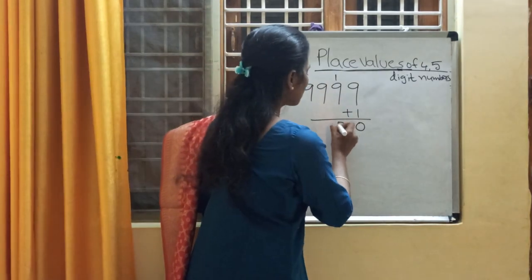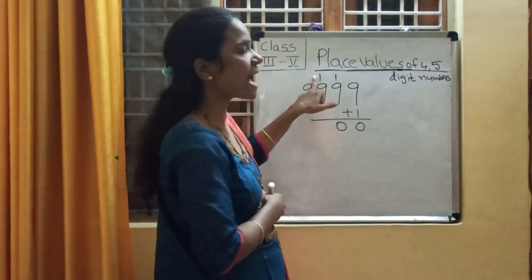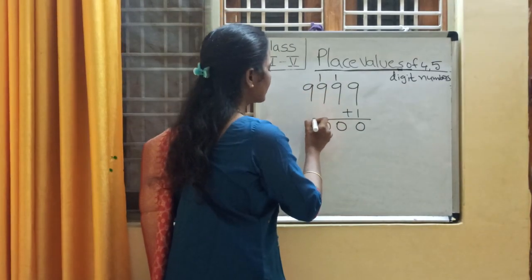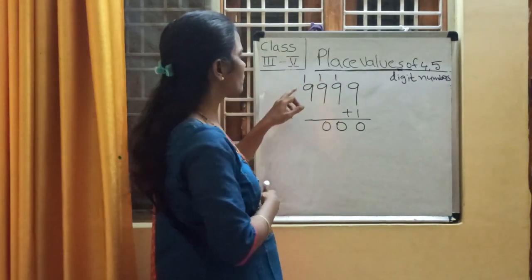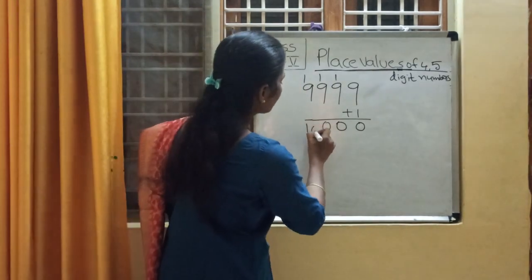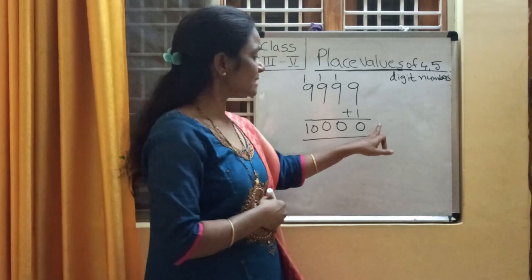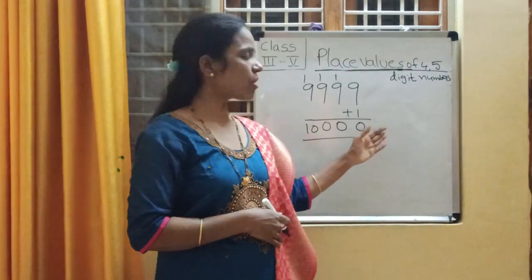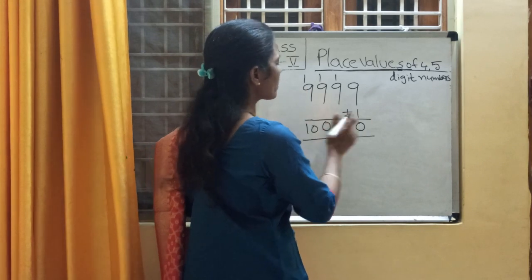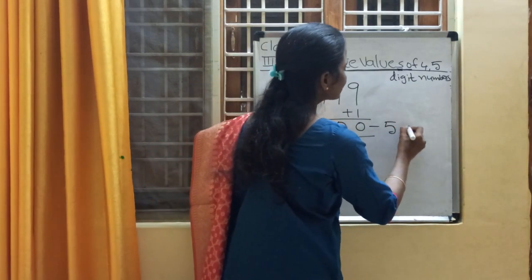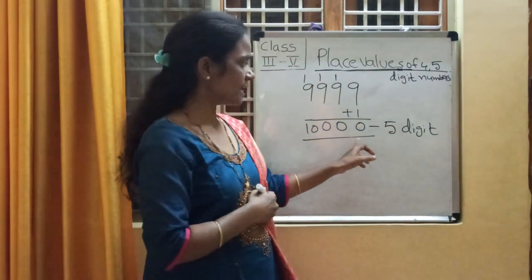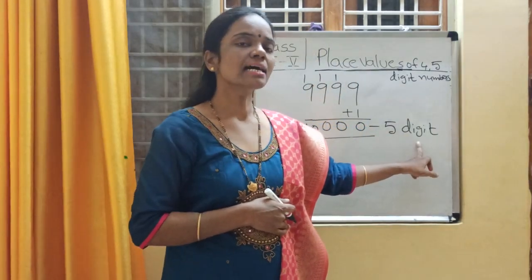0 is written in 10's place. Carry over is forwarded to the hundreds place. 1 plus 9 is 10. 0 is written in hundreds place and carry over is forwarded to the next place. 1 plus 9 is 10. Now, what is this number, children? Here, how many digits are there? 1, 2, 3, 4, 5. So, it is a 5-digit number.